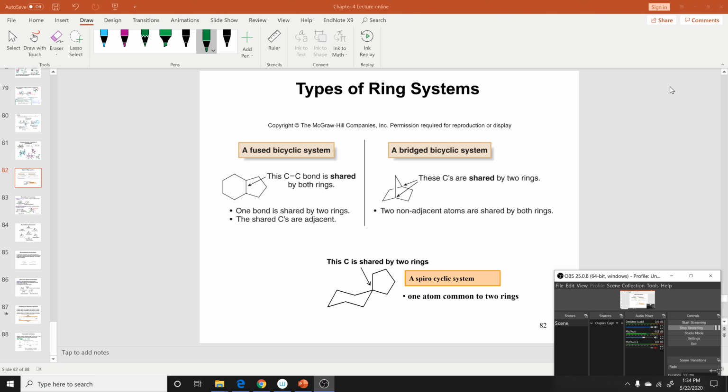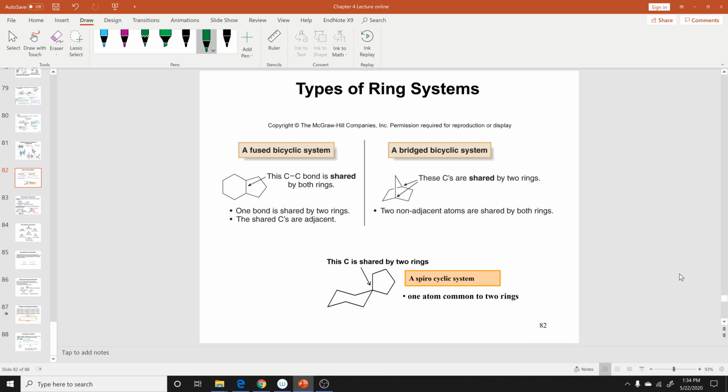So how to name bicyclic compounds? Bicyclic compounds are compounds that are made up of two cycles. The two cycles can be attached to each other in different ways. The two cycles can be fused together. As you can see here, I have two cycles.